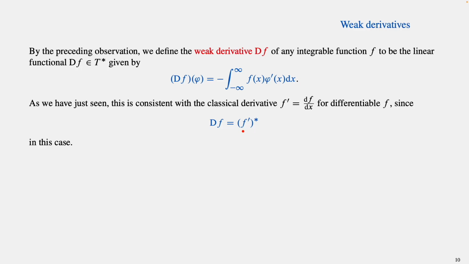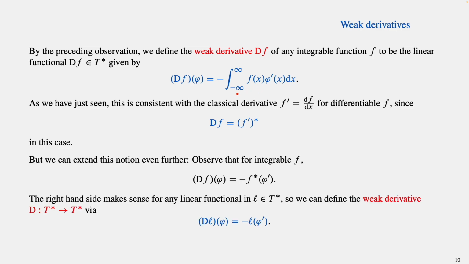But as I said, we want to simply identify the continuous function f with its image in the test function dual space. So for usual differentiable functions, this gives you just what you would expect, but you can define this even for functions that are not differentiable. And now we can play this game even further. Observe that for an integrable function f, this expression here is nothing but minus f star applied to phi prime. So the right hand side here makes sense for any linear functional L in T star, even if it's not the image of some normal function within T star. So we can define this weak derivative on all of T star via this formula here.